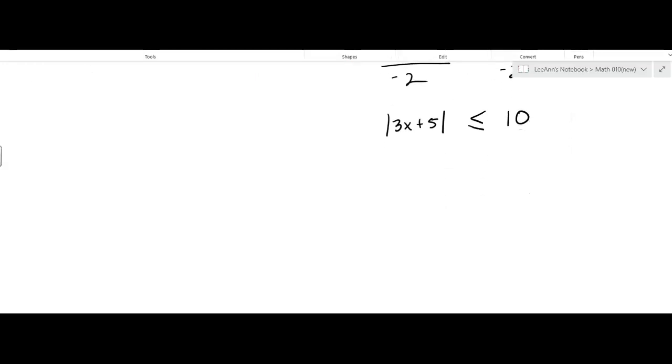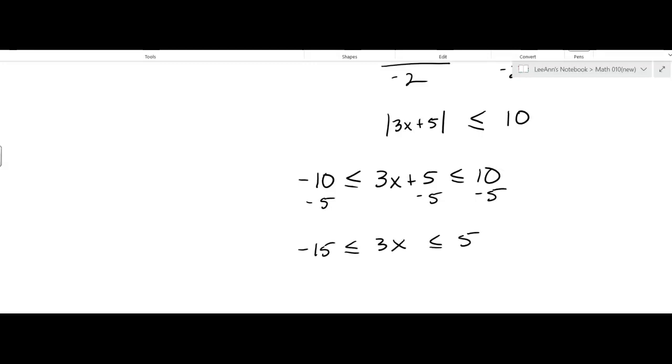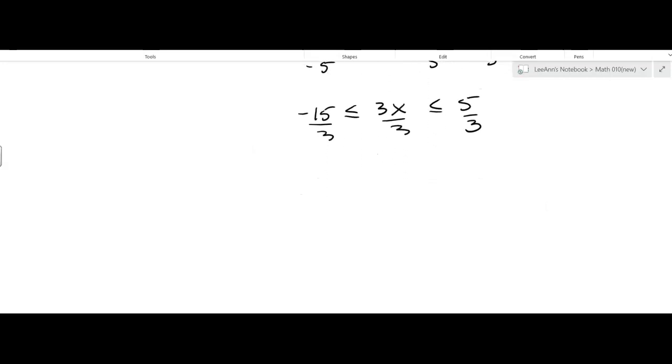So this isn't going to have anything to do with greater. We're going to do the less than sandwich, where we sandwich it between the positive case and the negative case. And then we're going to subtract 5 from all 3 of them. So I get -15 is less than or equal to 3x is less than or equal to 5. And then I'm going to divide by 3. And so I get -5 is less than or equal to x is less than or equal to 5/3. And then I can graph that.